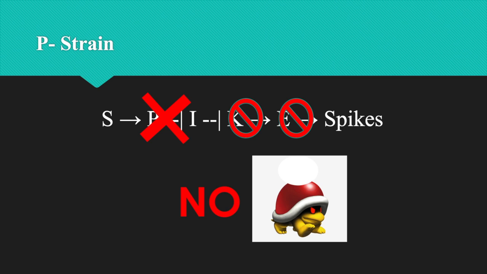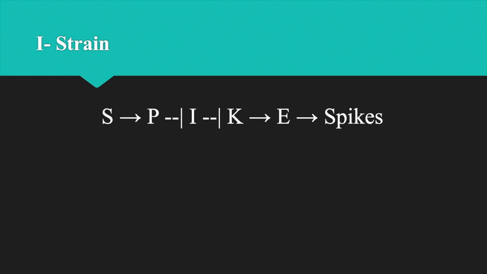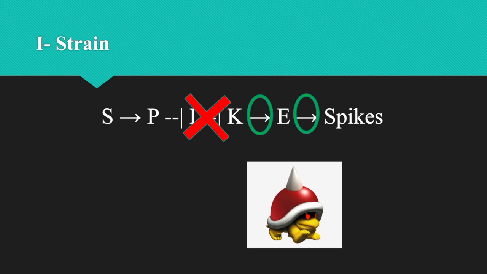Let's take a look at a strain where the I is deleted. If the I is deleted, that means that there's nothing stopping K from promoting E, which means that E will in turn make the spikes, leading to spikes on our thorny dragon.